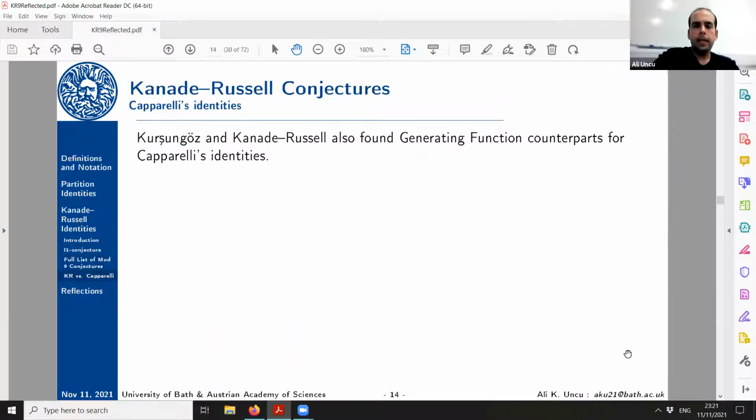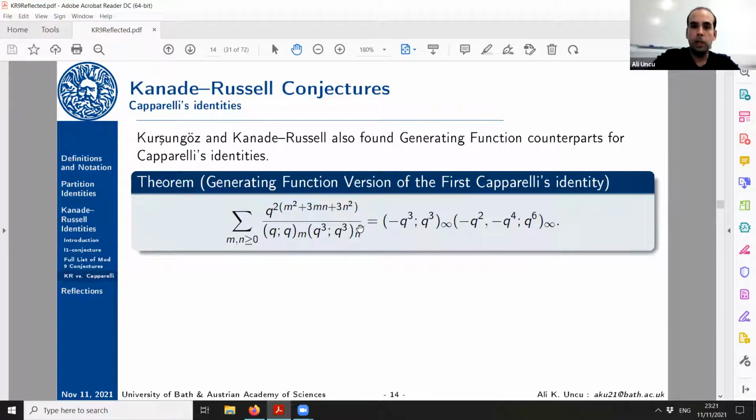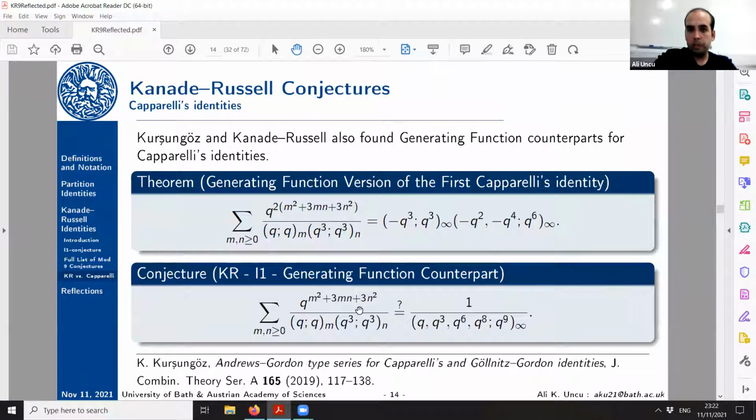And as I was saying, Kahn and Matthew and Shashank also found generating function counterparts of Capparelli's identities, and Matthew also confirmed that this part is true. So here's one of them. Here's the first Capparelli identity, sum product version. And if you look at this q-factor, this is a proven theorem. But the only difference between the first Kanade-Russell conjecture and the first Capparelli identity is the factor 2.